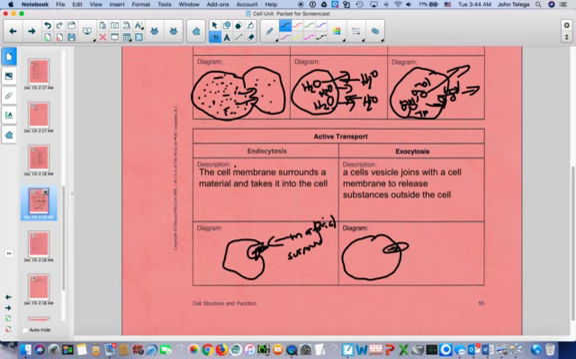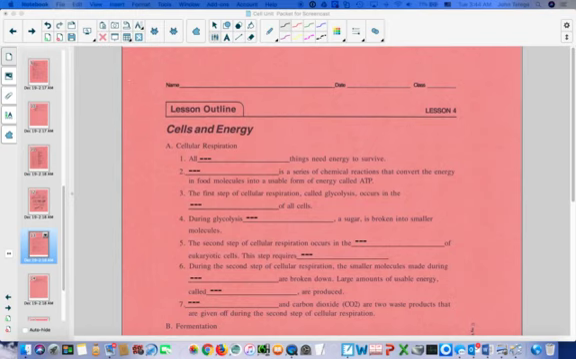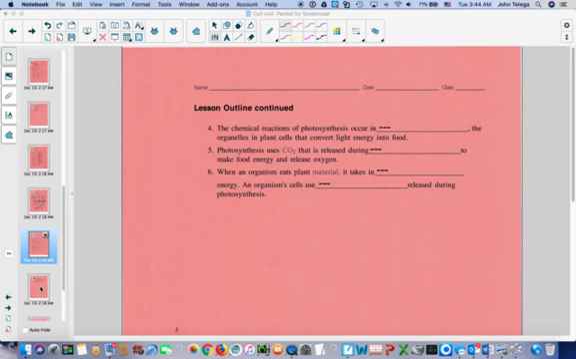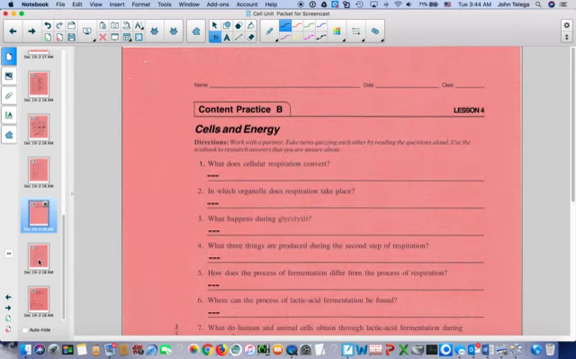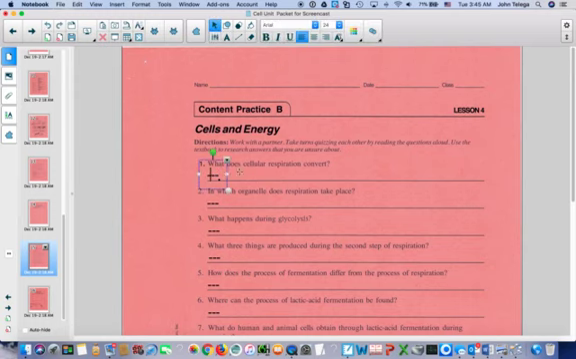Okay, and then the next page. Cells and energy. What does cellular respiration convert? Oops, hold on a second. Energy into food ATP.